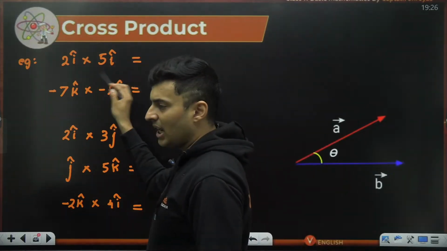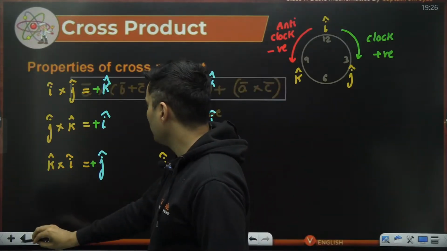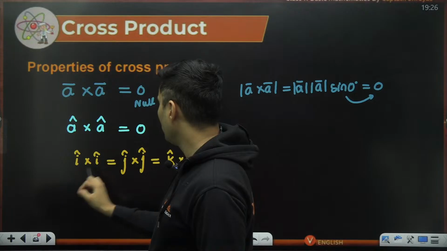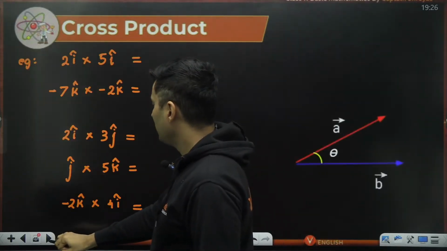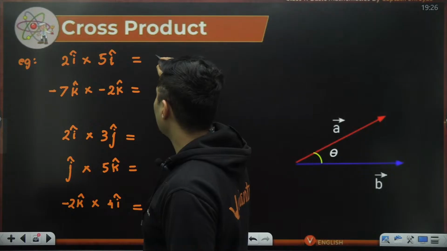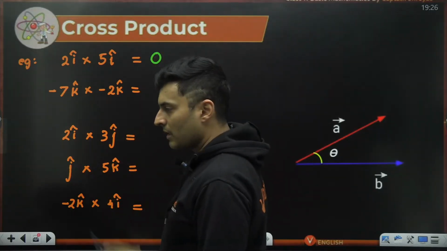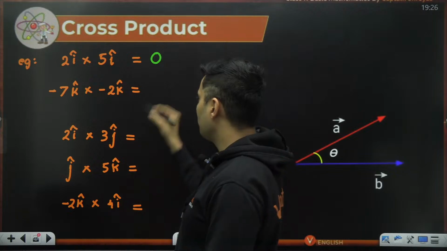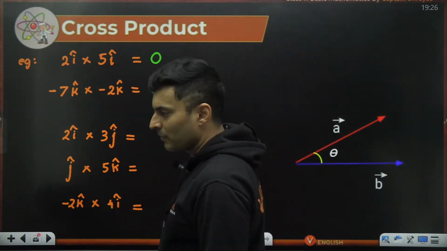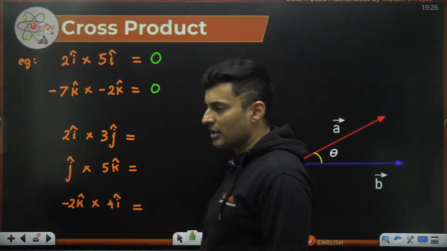Same direction, I into I is 0. I just told it to you over here. I into I, j into j, k into k is 0. So 100% this first answer will be nothing but 0. Second answer, k and k. K and k same direction, right? Perfectly. Answer is 0. Gone. So first two things gone, 0 and 0.